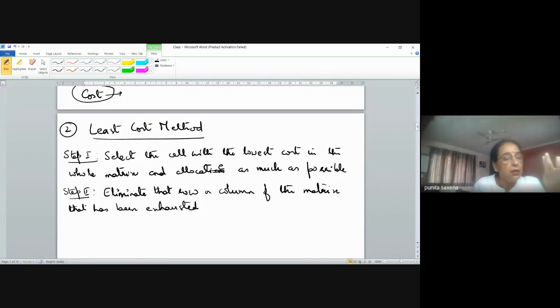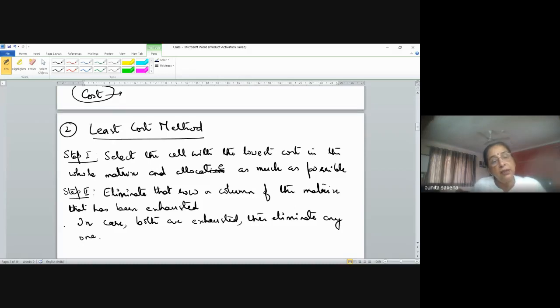Now, if either a row or a column is being exhausted or fulfilled, that's fine. We'll just eliminate that row or column. But what if both are exhausted? Like in the earlier case, when the supply and the demand were equal. So in case both are exhausted, then we eliminate any one of them. Right? And we'll move to step number 3. Fine.